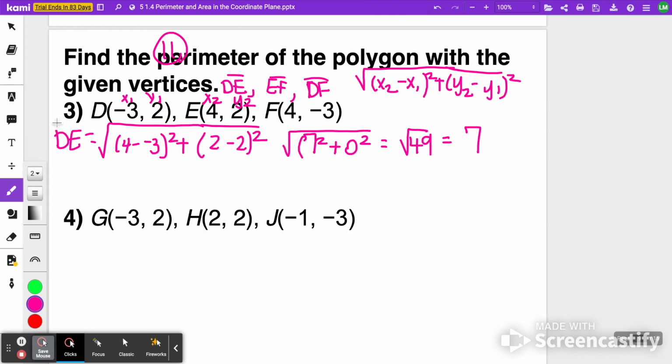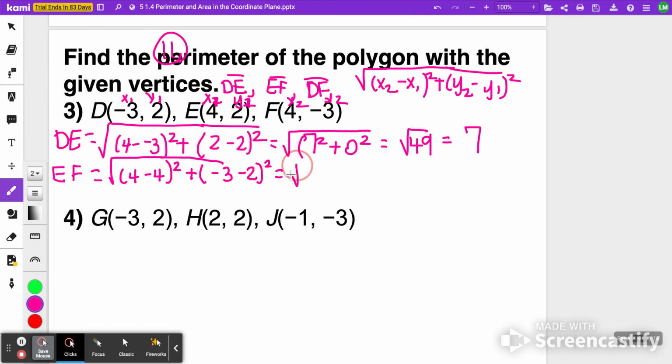The next one we're going to try to find is EF. So again, I'm going to change this to make my E's x1, y1, and my F's x2, y2. So I'll find the square root of x2 minus x1. That is going to be 4 minus 4 squared plus y2 minus y1, negative 3 minus 2 squared. That will simplify to be 0 squared plus 5 squared, which ends up being just 25, and the square root of 25 is 5.